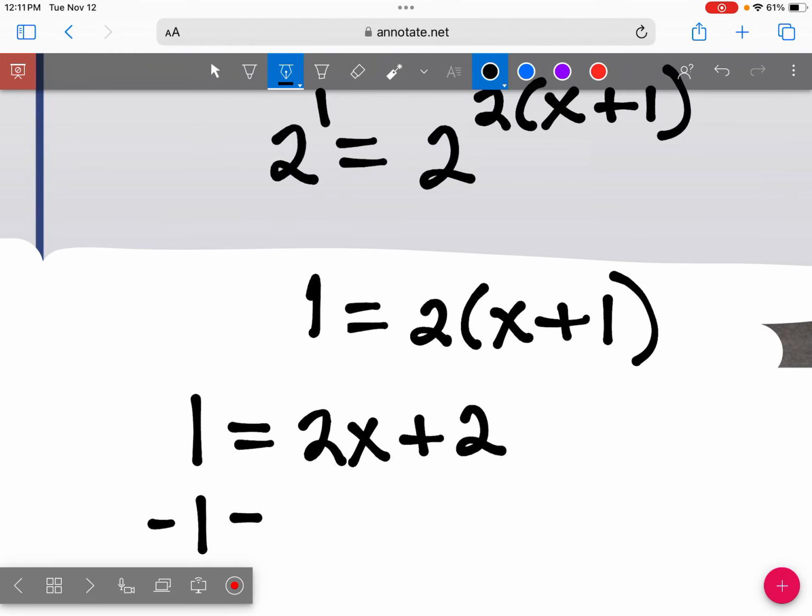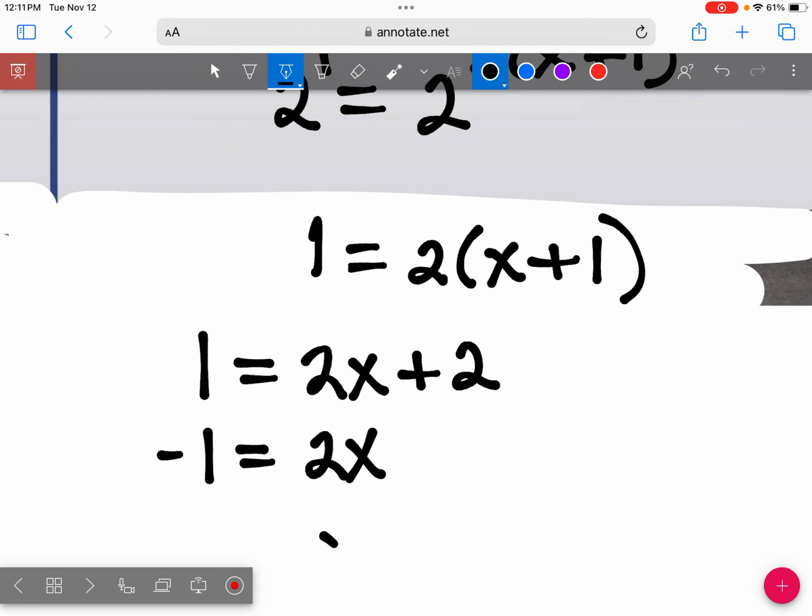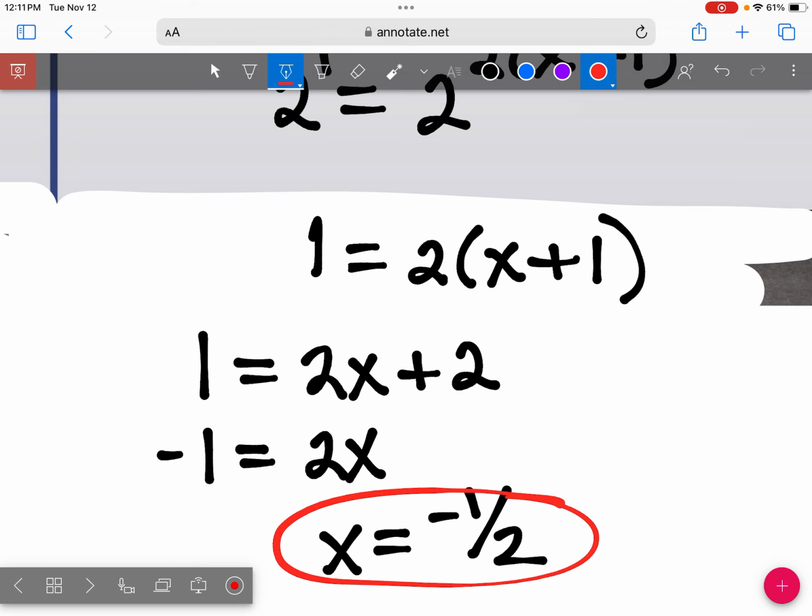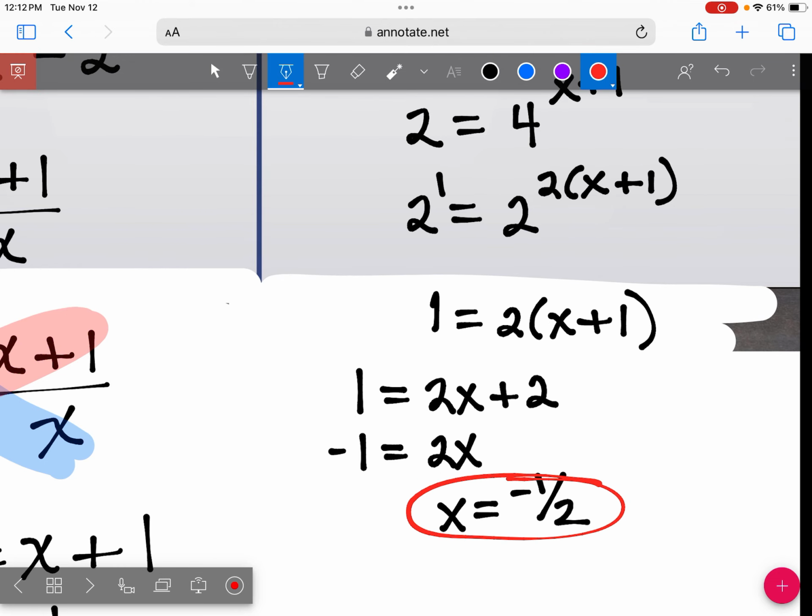Subtract the 2 from both sides, so you get -1. And then divide by 2. X equals -1/2. And again, we don't have to worry about an extraneous root because this is not a log equation.